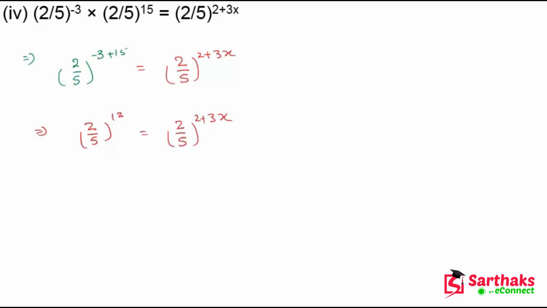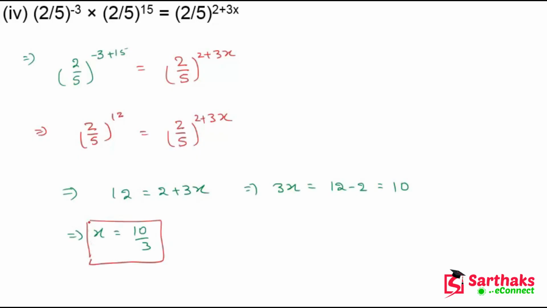Now we know that when the bases are the same, we can directly equate the powers. So we can write 12 is equal to 2 plus 3x. From this we can write 3x will be 12 minus 2, which is equal to 10. Now x will be 10 upon 3. So this is the answer of this problem.